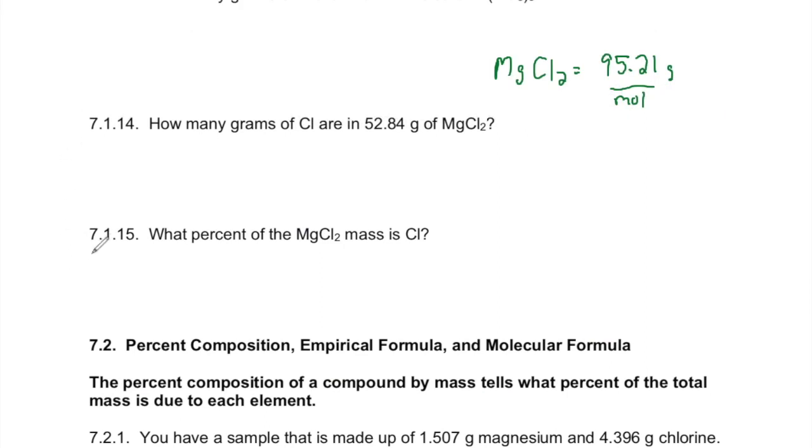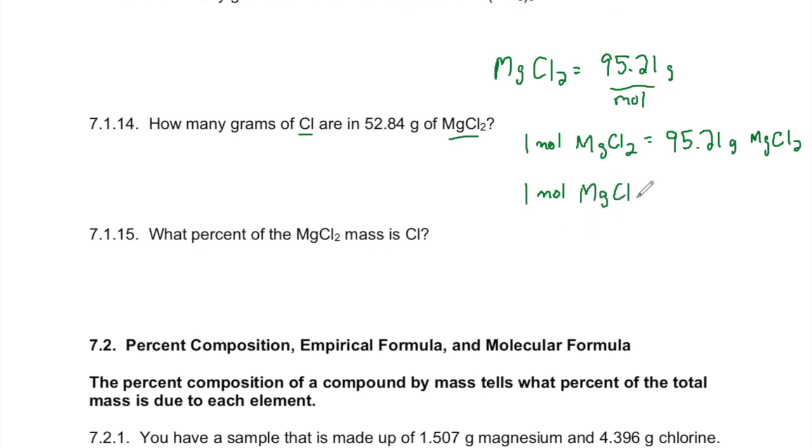Alright, let's try these last two in the section. Magnesium chloride: if you add 2 chlorine and 1 magnesium, you get 95.21 grams per mole as the molar mass. Let's write that as a relationship. Now we need the relationship between chlorine and magnesium chloride. So 1 mole of magnesium chloride, we just figured this out when we got the molar mass. There are 2 chlorine atoms in every unit of magnesium chloride, so there's 2 moles of chlorine in every mole of magnesium chloride. So that is the relationship between magnesium chloride and chlorine.